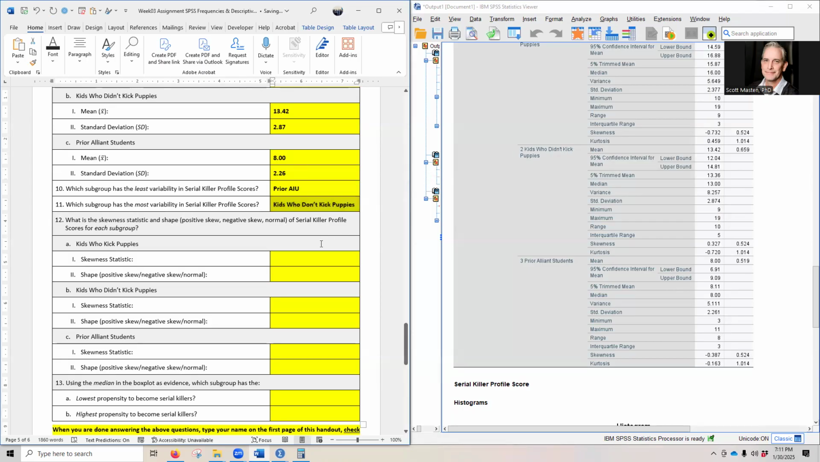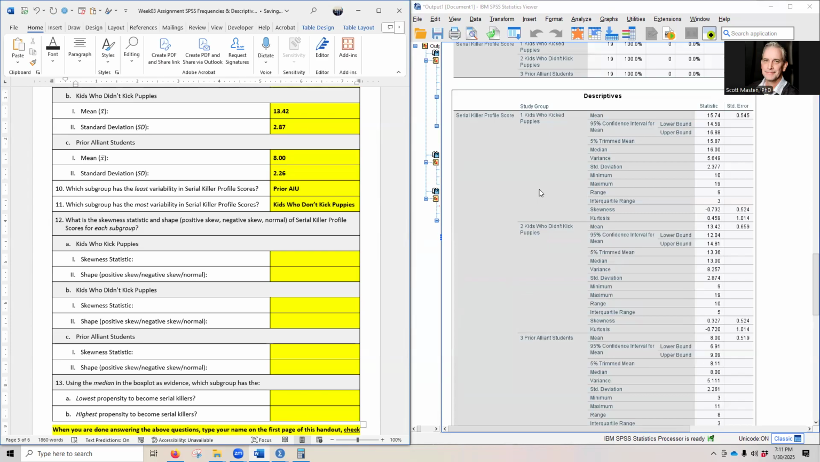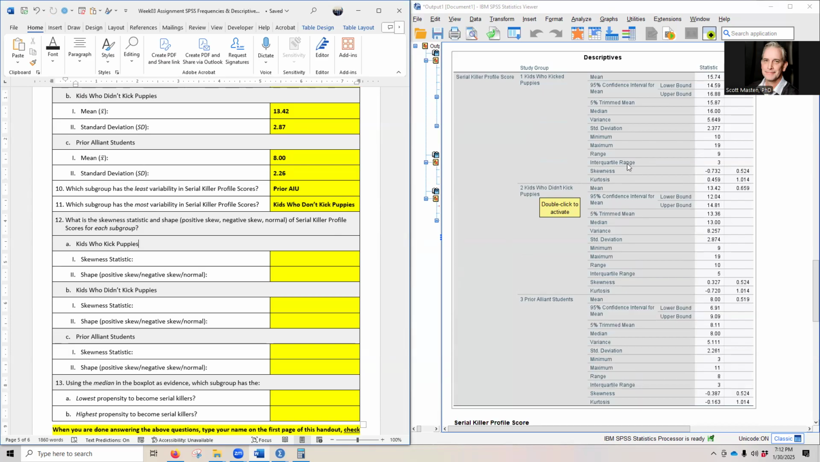Technically, there are other things you can look at. You could look at the variance if you really wanted to. You could look at the range if you wanted to. Just for giggles, let's see what's got the widest range. We've got 9, this one's 10, this one's 8. We'd still conclude this one has the biggest variability.